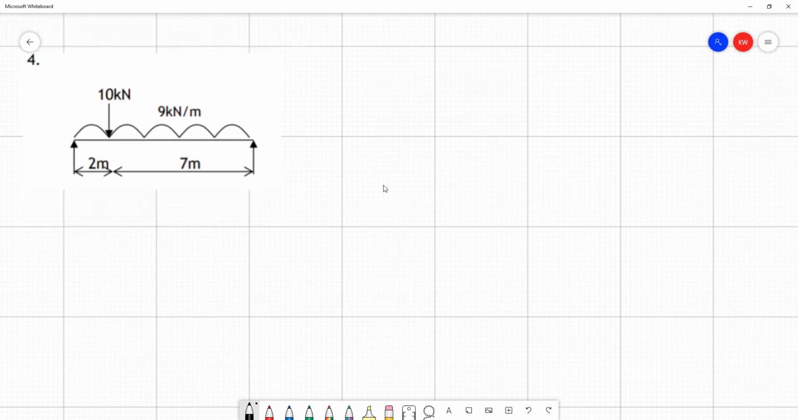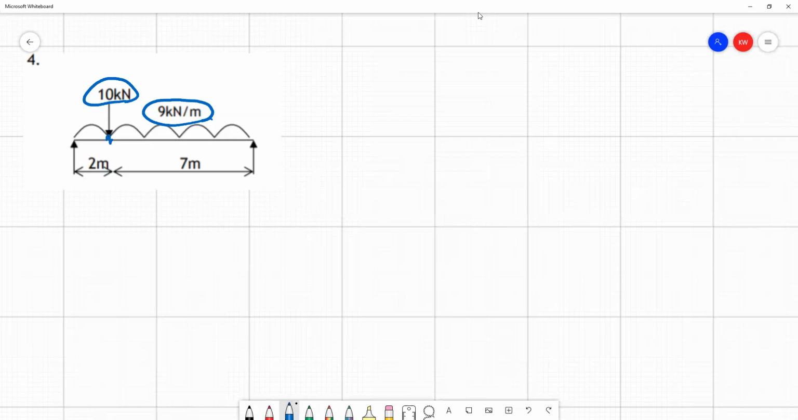So let's, before we even get into the calculations, have a look at what's going on in the question. We're told in this question there's a point force of 10 kilonewtons applied here, 2 meters from the left-hand side of the beam. And we're told that there's a uniformly distributed load of 9 kilonewtons per meter applied across the whole beam.